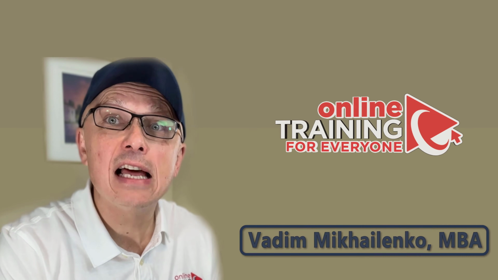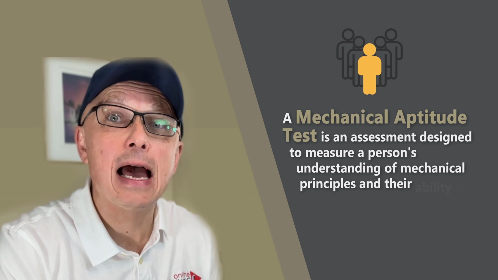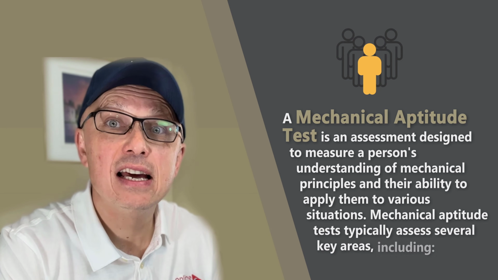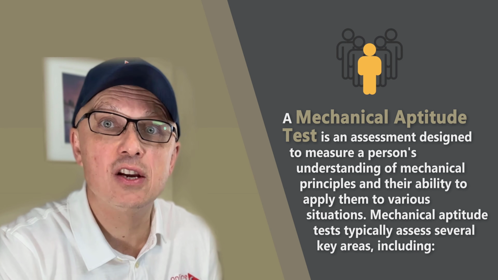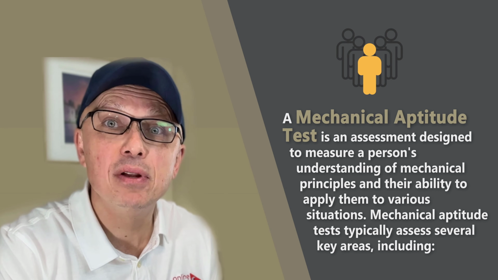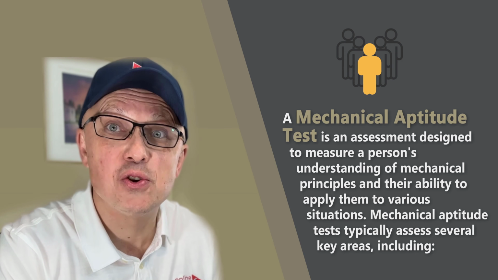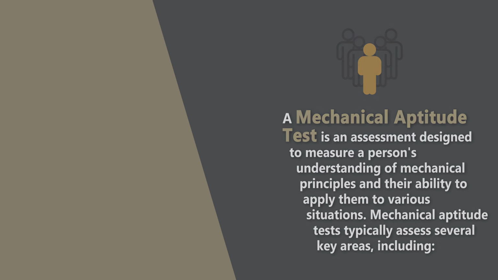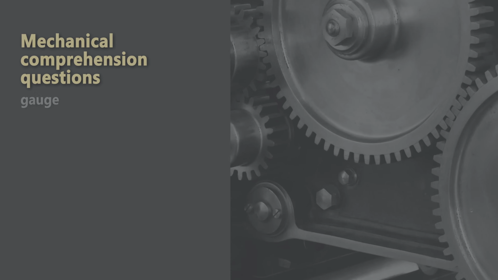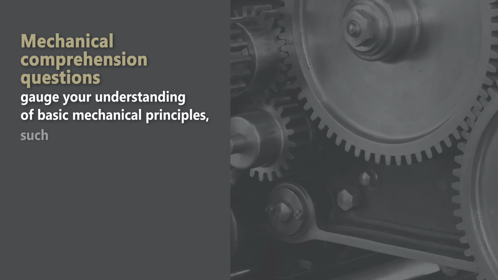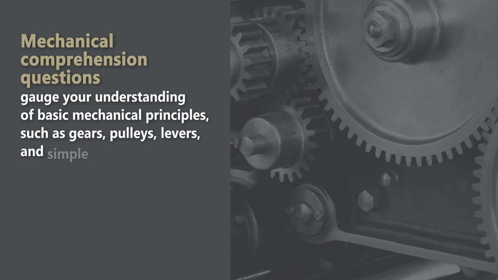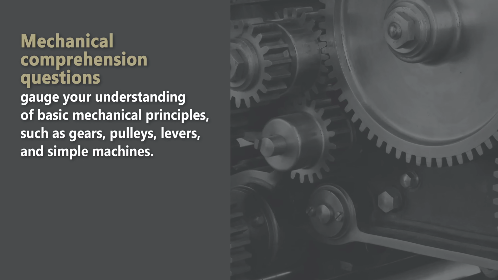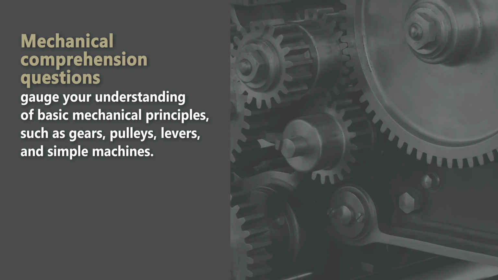In this section, we will look at some sample mechanical aptitude questions you typically see on the test. A mechanical aptitude test is an assessment designed to measure a person's understanding of mechanical principles and their ability to apply them in various situations. Mechanical aptitude tests typically assess several key areas, including mechanical comprehension questions, which gauge your understanding of basic mechanical principles such as gears, pulleys, levers, and simple machines.